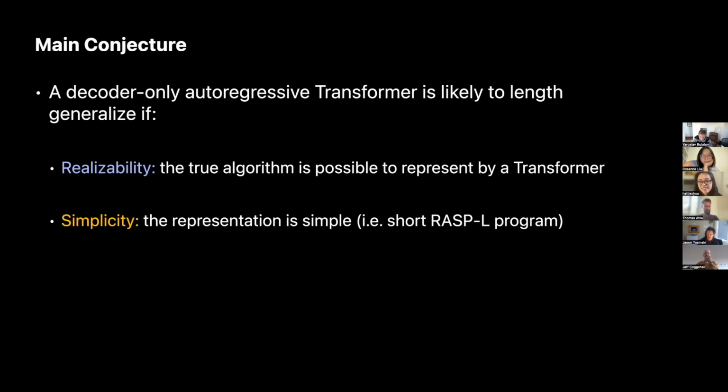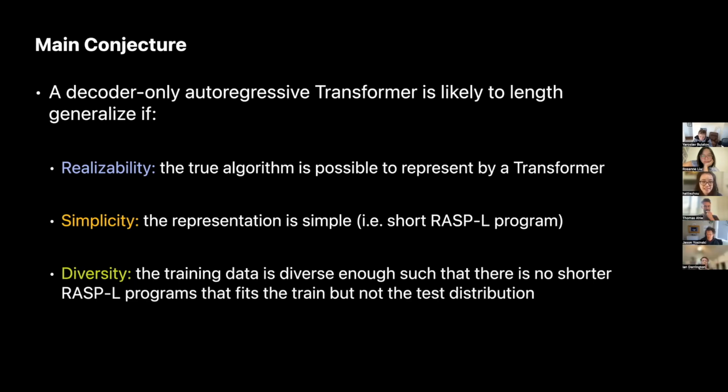Okay, and the second one is that this representation should be simple, because then maybe it's more likely to be learned. And then the training data should be diverse enough such that there is no other shorter RASP-L program that fits the training data but not the test data. This is just the data diversity argument, but phrased in the form of what is the shortest RASP program that fits the training data. That one should ideally correspond to your desired algorithm.